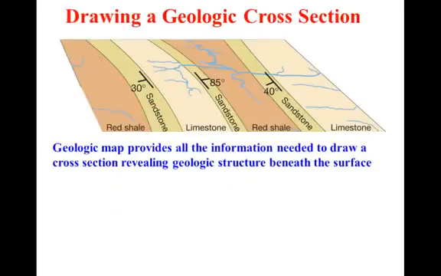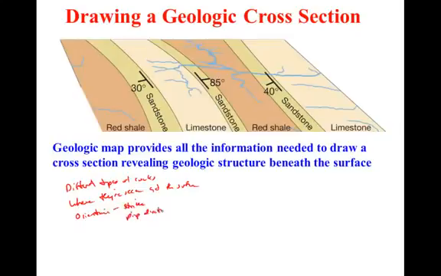So a geologic map provides all the information we need to be able to draw our geologic cross-section: different types of rocks, where they're seen at the surface, and their orientation, their strike, their dip direction, and their dip angle.